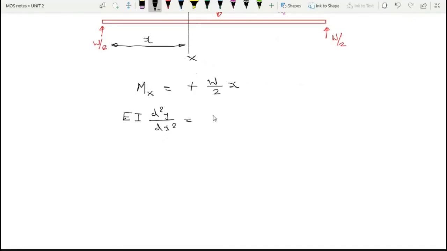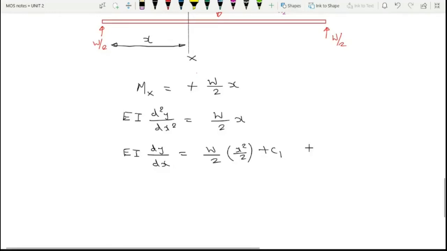This is equal to W by 2x. Okay. So I need slope. Let me integrate this: EI dy by dx is equal to W by 2 x square by 2 plus C1. I will call this equation 1.